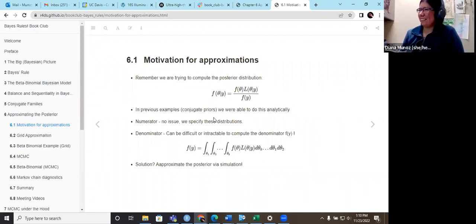For Bayes' rule, calculating the numerator isn't a big issue because we tell it the likelihood distribution and the prior distribution, so that's easy for the algorithm to do. But things get complicated when we get to the denominator. It's difficult to calculate that. So one solution is to use simulations to approximate the posterior distribution.